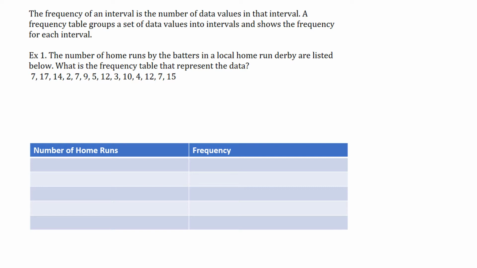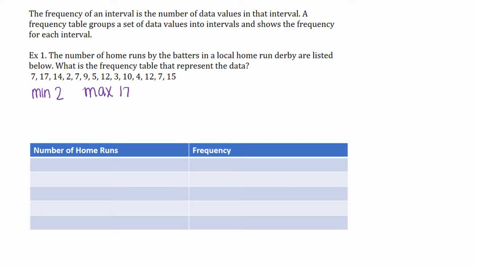So example number 1 says the number of home runs by the batters in a local home run derby are listed below. What is the frequency table that represents the data? And we have 7, 17, 14, 2, 7, 9, 5, 12, 3, 10, 4, 12, 7, and 15. And we're going to go ahead and just find the minimum and maximum first. So our minimum is 2, and our maximum is going to be 17.